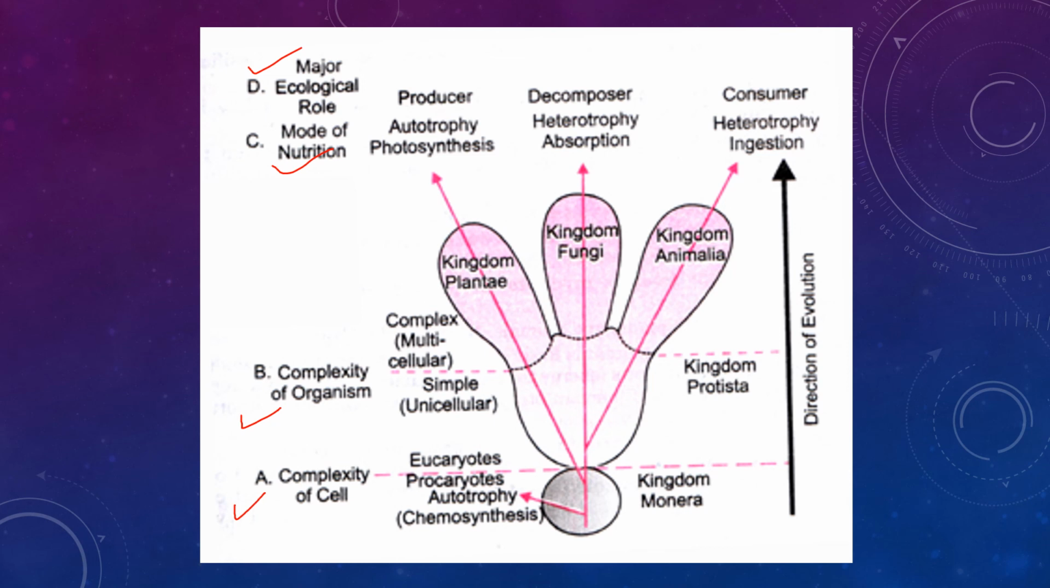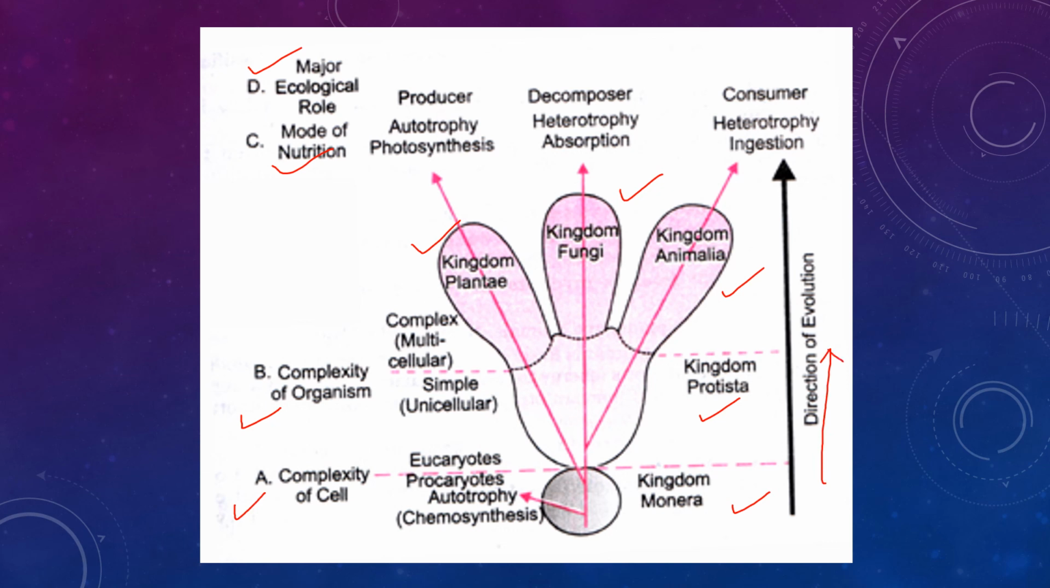Now let's start with each one of these. But how do you need to study this particular part? First, you need to remember the five kingdoms of classification. One is kingdom Monera, second is kingdom Protista, third is kingdom Plantae, then comes kingdom Fungi, and then kingdom Animalia. This is the direction of evolution which is shown over here.